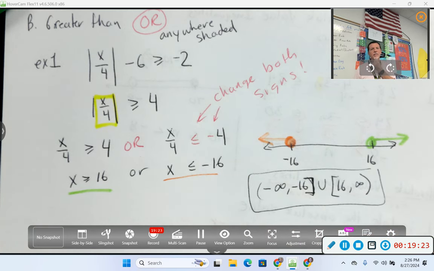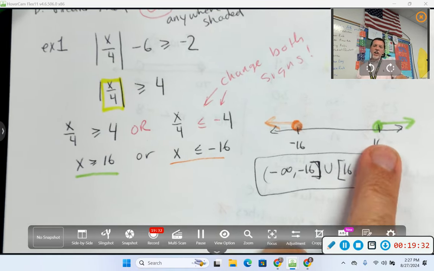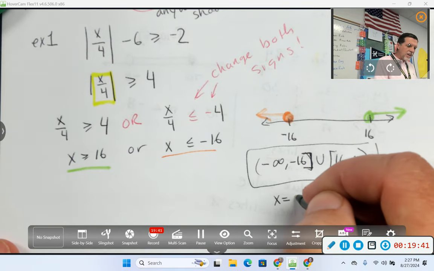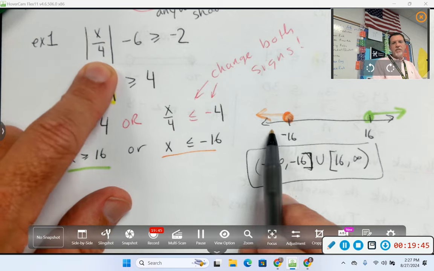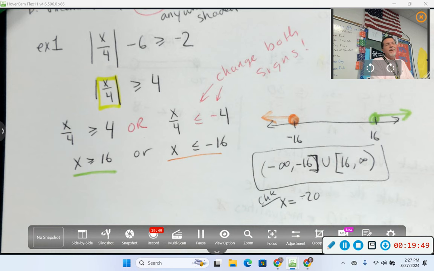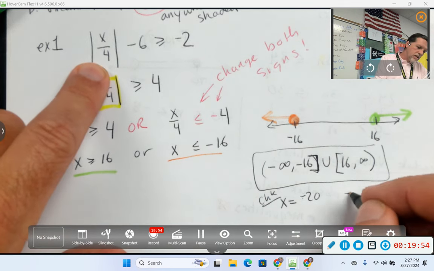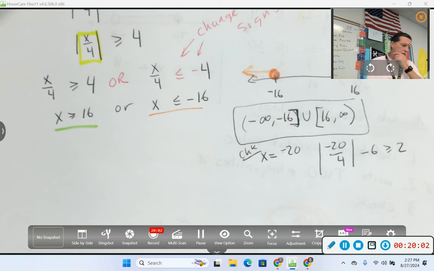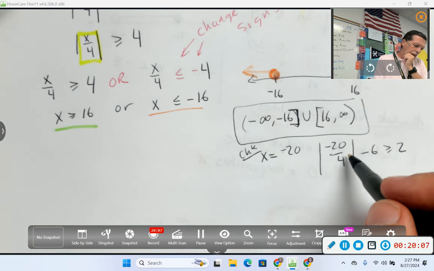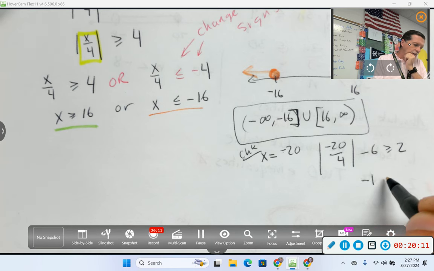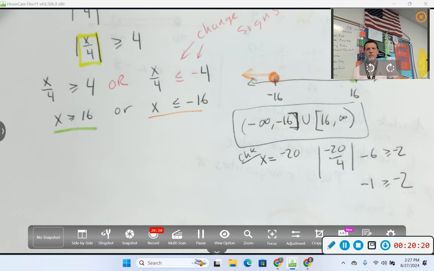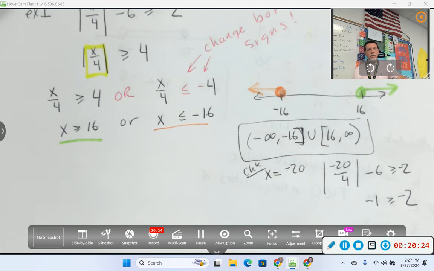What's a number I could pick here that should work? I guess I'm checking. So 16 should work, barely, right? But it's shaded, so 16 should work. I like picking the negative numbers because those are the ones I'm more worried about. So I could pick negative 16. And then I thought, well, let's go one more, but I don't want to deal with 17.4. So I'm going to pick negative 20. I can pick anything in the orange that I want, or anything in the green. So negative 20 over 4, absolute value of that, minus 6. So that would be 5 minus 6 is negative 1. Oh, negative 2. I felt the negative sign. That's why I was worried. Negative 1 is greater than negative 2. That's true. So I did it right. Shaded correctly.